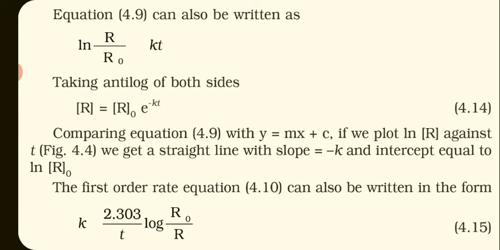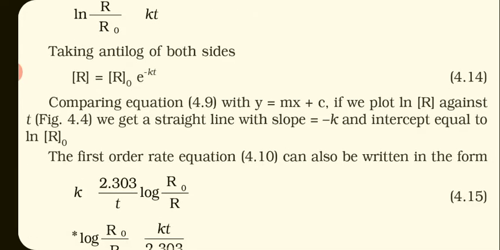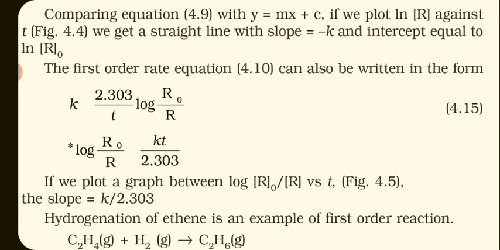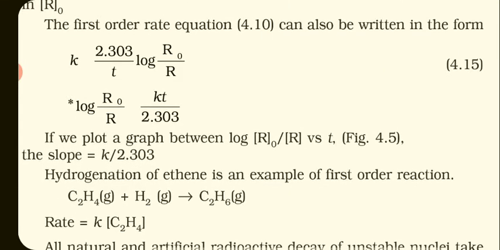Equation 4.9 can also be written as natural log R upon R0 is equal to minus kt. Taking anti-log of both sides, R becomes R0 into e raised to power minus kt. Comparing equation 4.9 with y is equal to mx plus c, if we plot a graph between natural log R against time t, we will get a straight line with slope minus k and intercept equal to natural log R0. The first order rate of reaction can also be written as k is equal to 2.303 upon t log R0 upon R.